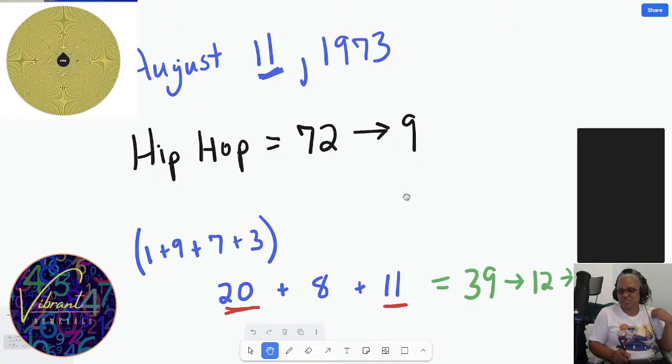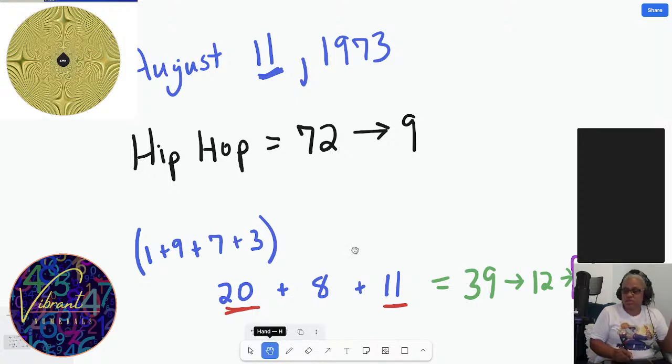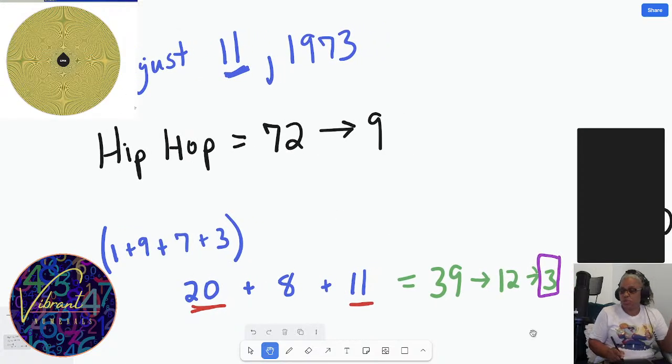So, anyway, first 39, and we'll move this over just a little bit. You can actually see this 39-12-3. This means that hip hop's life path, like its ultimate goal, is this 3. It's to bring growth to the world. So it's meant to really help the world grow. Like it's a growth factor. It's kind of like a catalyst, or it's like fertilizer. So hip hop is fertilizer to the world.